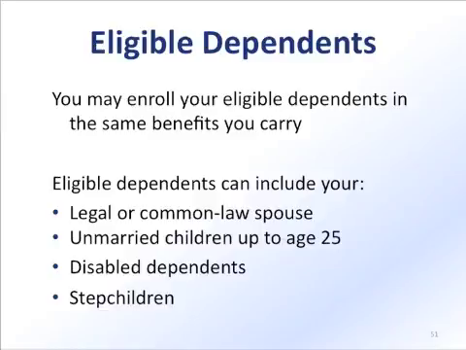Dependent enrollment. You may enroll your eligible dependents in the same benefits you carry. Eligible dependents include your legal or common law spouse, unmarried children up to the age of 25, and disabled children over the age of 25 with approved documentation. Stepchildren may be eligible for coverage as well. You cannot enroll your dependents in any coverage that you don't carry yourself. For example, if you want to enroll your dependents in a dental plan, you must also enroll in that same dental plan.